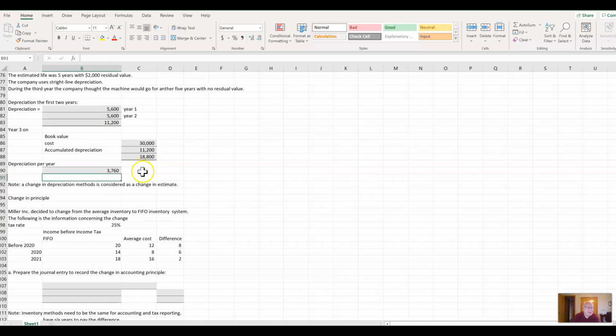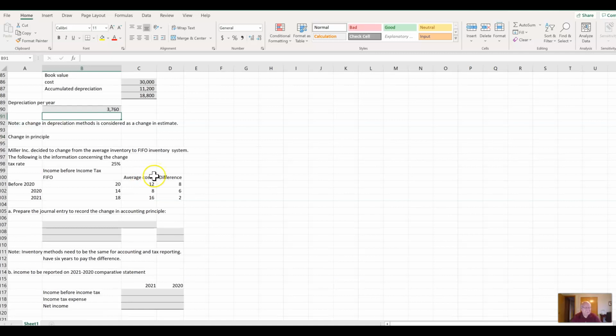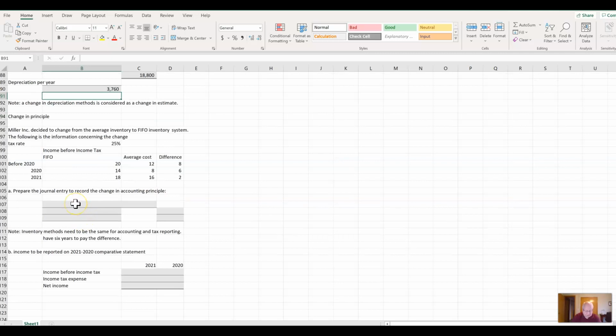Okay. Now we're going to do a change in principle. What we have here, Miller's decided to change from the average cost inventory system to FIFO with the following information concerning the change. This is what they have calculated out for you. We're in a 25% tax bracket. So for FIFO, before 2020, it was 20 million, 14 million, 18 million. The average cost system was 12, 8, and 16, and there's the difference, 8, 6, and 2. Okay, so now what we have to do is change the principle.